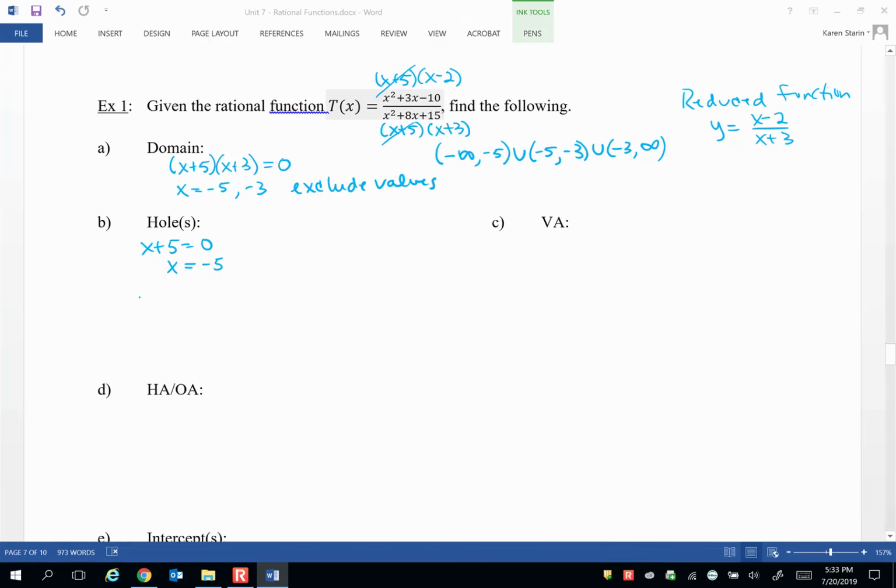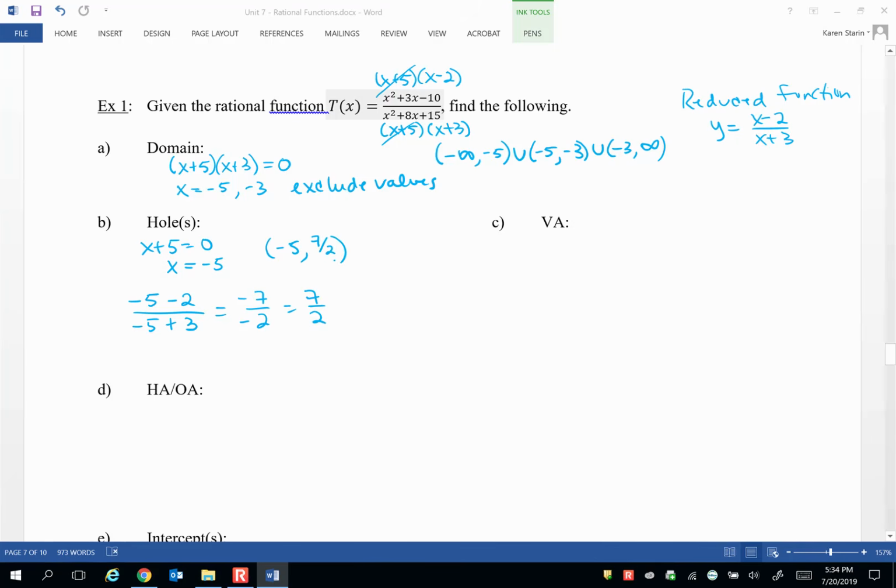So I need to plug in x equals -5 into the reduced function. So I'll have -5 minus 2 over -5 plus 3. And what does that give me? It gives me -7 over -2. So I have a positive 7/2 for the y value. So I have a hole at -5 and 7/2.